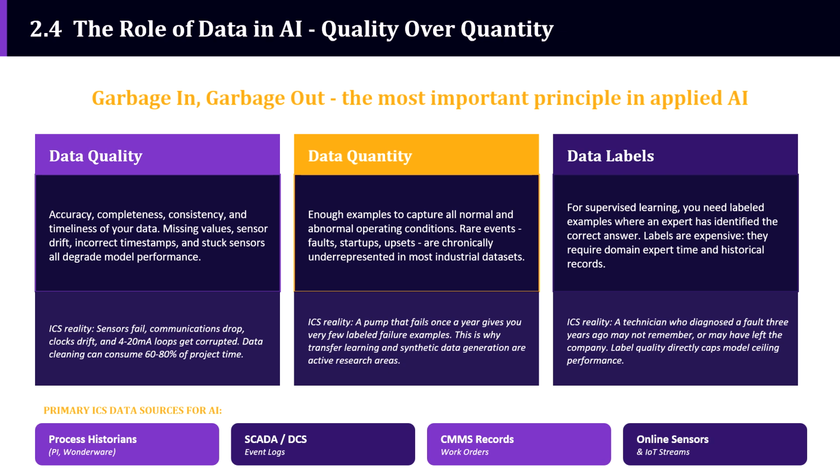The bottom strip shows your primary data sources in industrial control systems. The process historian is typically the most valuable. It's the long-term archive of everything your sensors have measured. If you're starting an artificial intelligence project, your first conversation should be with whoever manages the historian.